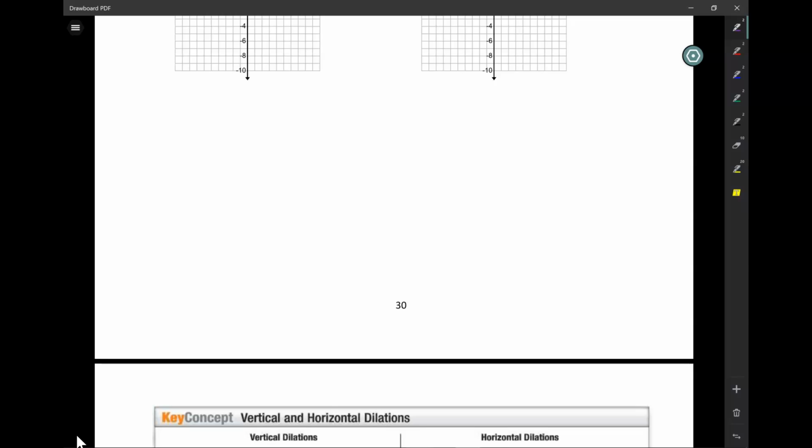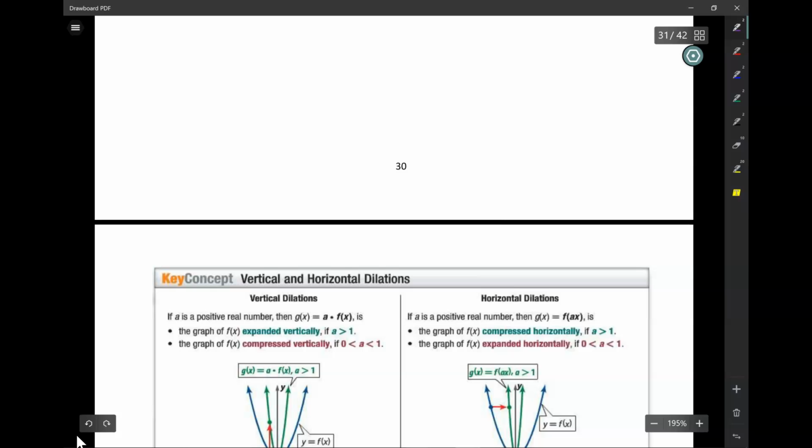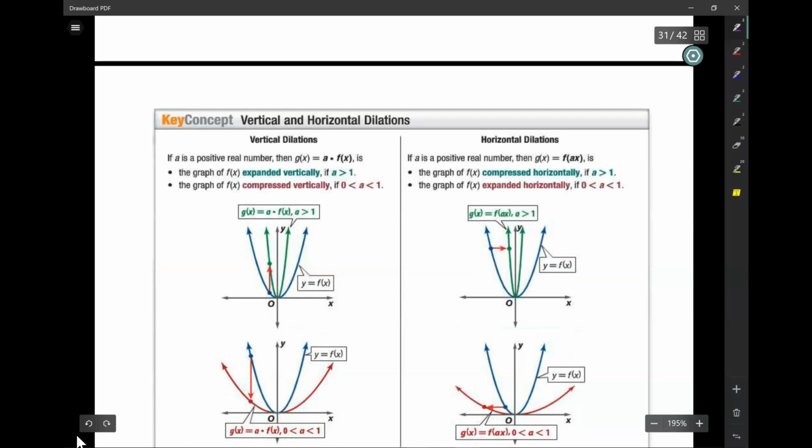So not flipped horizontally, no, reflected around the x-axis, okay? Reflected around the y-axis and so on. Okay, so when you're doing the homework, make sure you're using the technical language for that. And then if you have questions tomorrow, we can go over those.